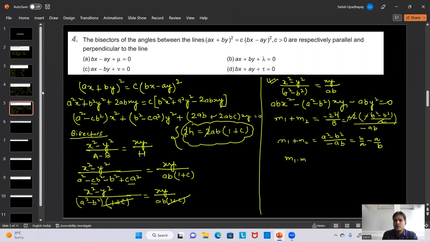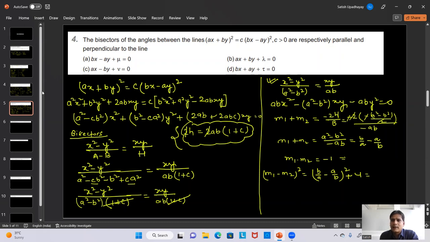And what will be the product? m1 into m2 will obviously be minus 1 because these are perpendicular lines. So if you see, m1 and m2 are here, and we can find the value of m1 and m2 from here. So what can I do? I can take the square, (m1 minus m2) square, which will be equal to (b upon a minus a upon b) square, minus 4 times the product, that will be plus 4. So what will we get?